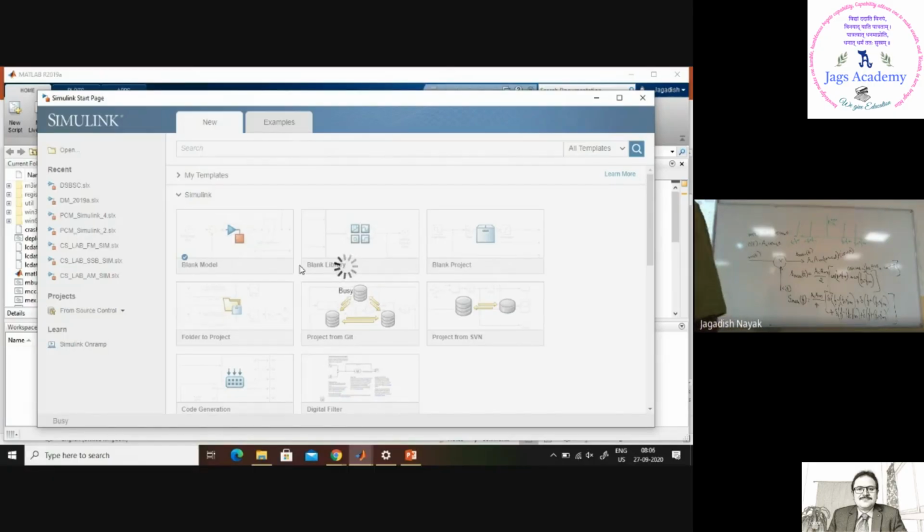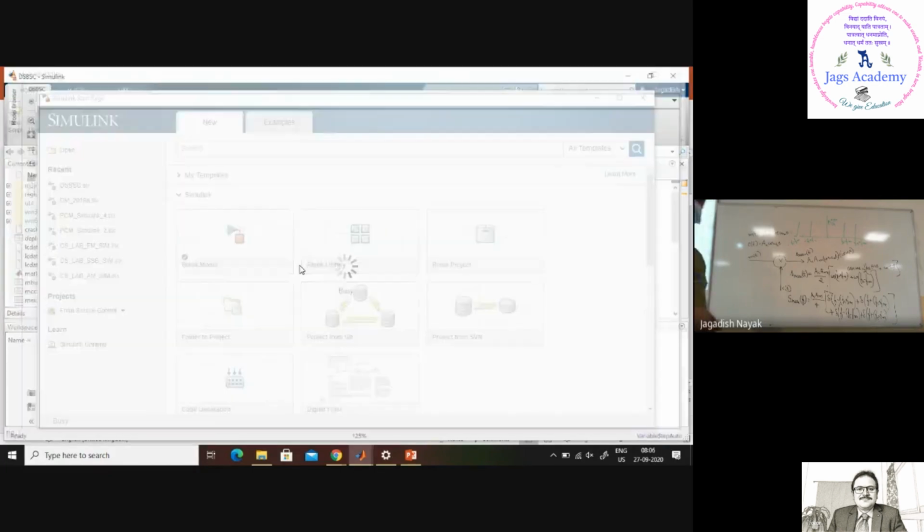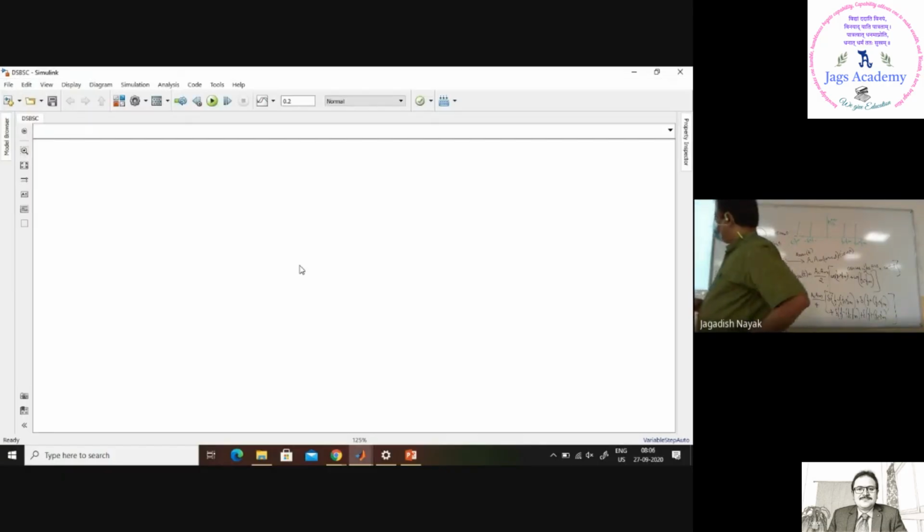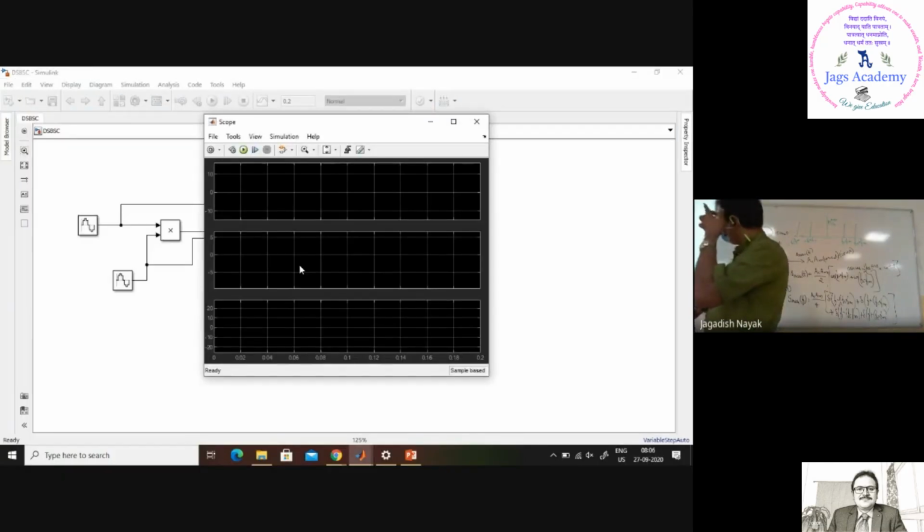Try to learn Simulink, which is very interesting, especially for engineers, where you do not write any program. But it takes some time to load unless your RAM speed is very high. Even though I have 16 GB of RAM, it is taking time. See here, this is what you get.